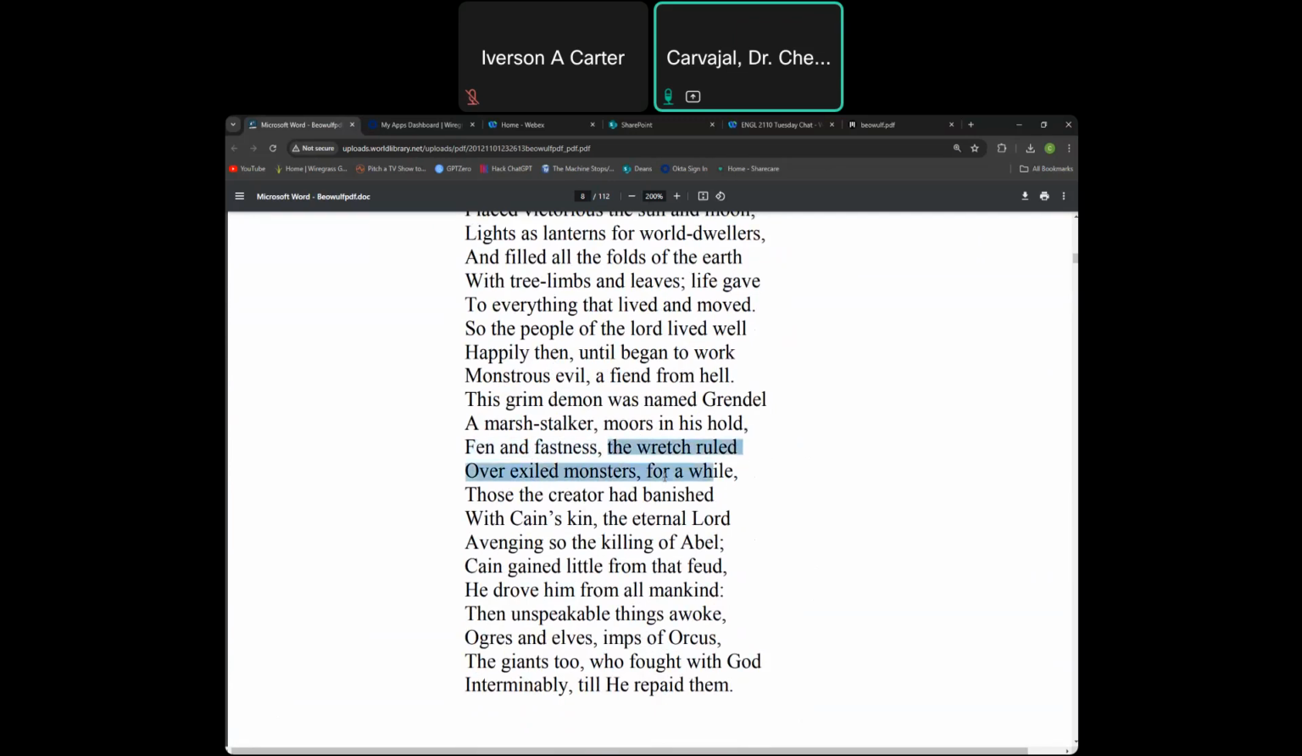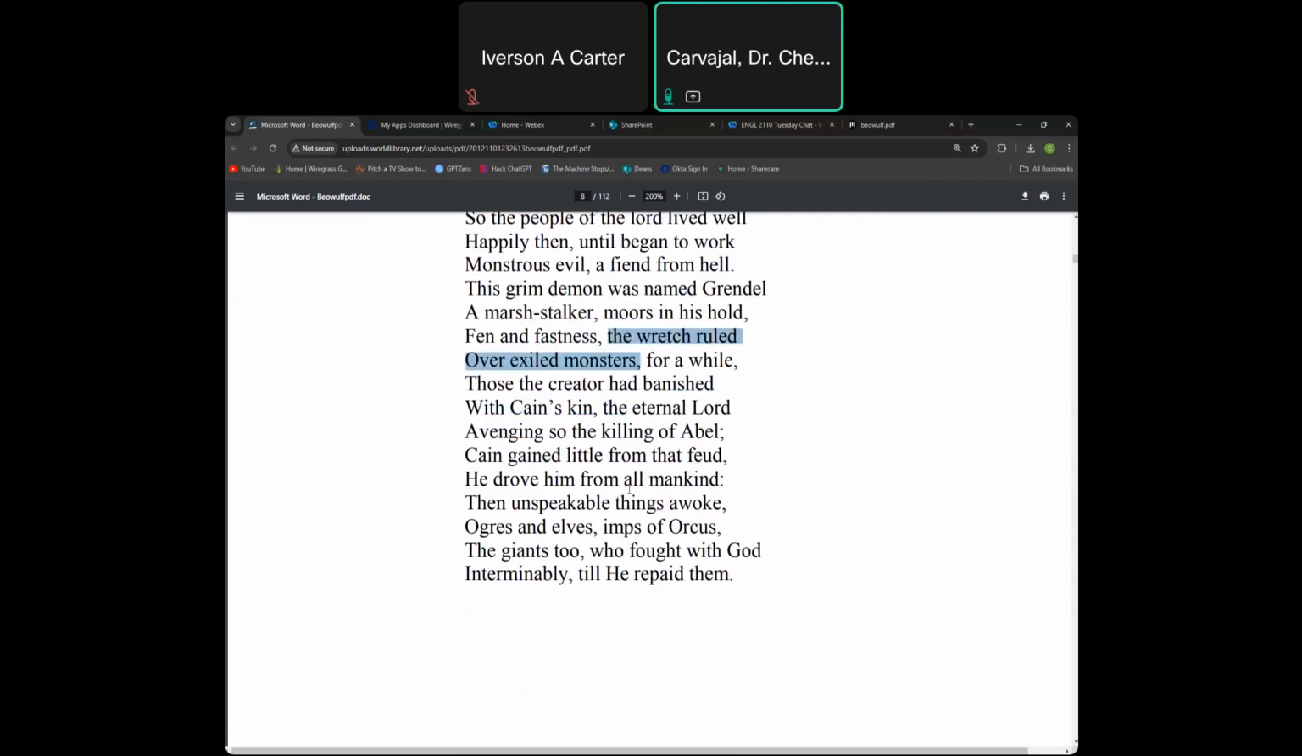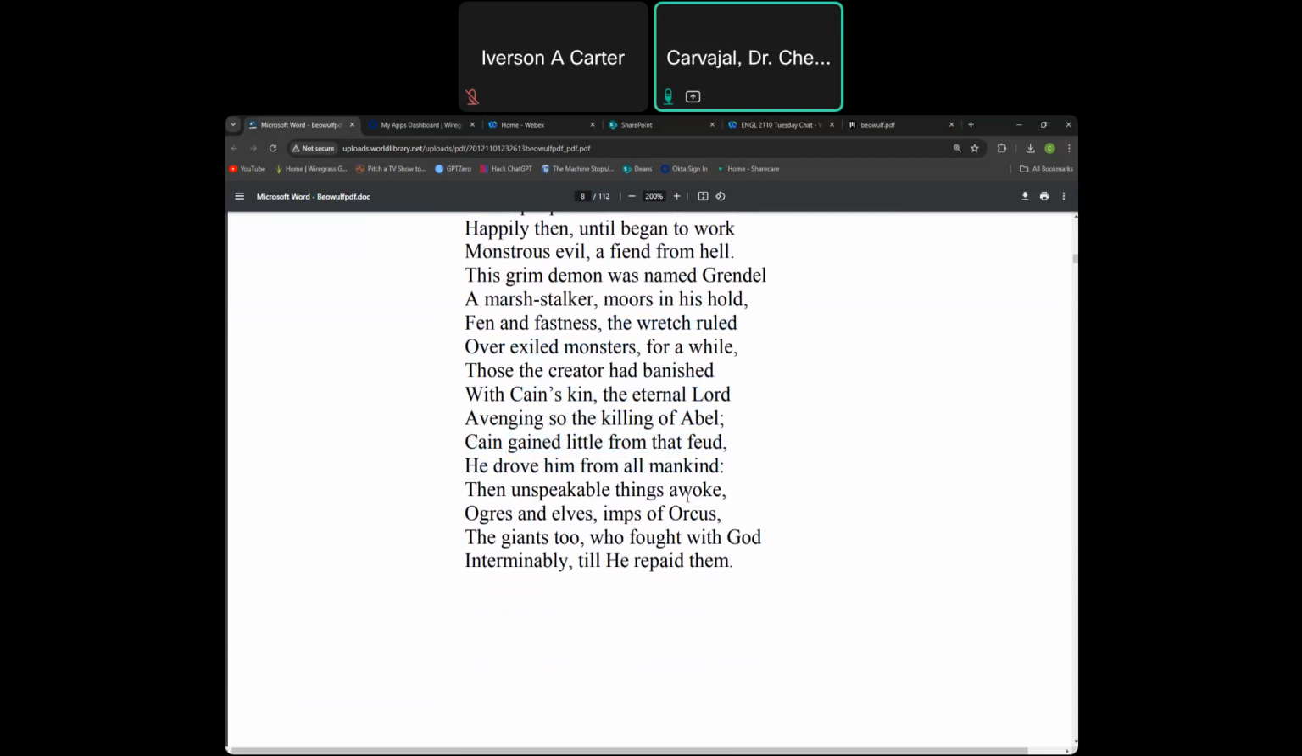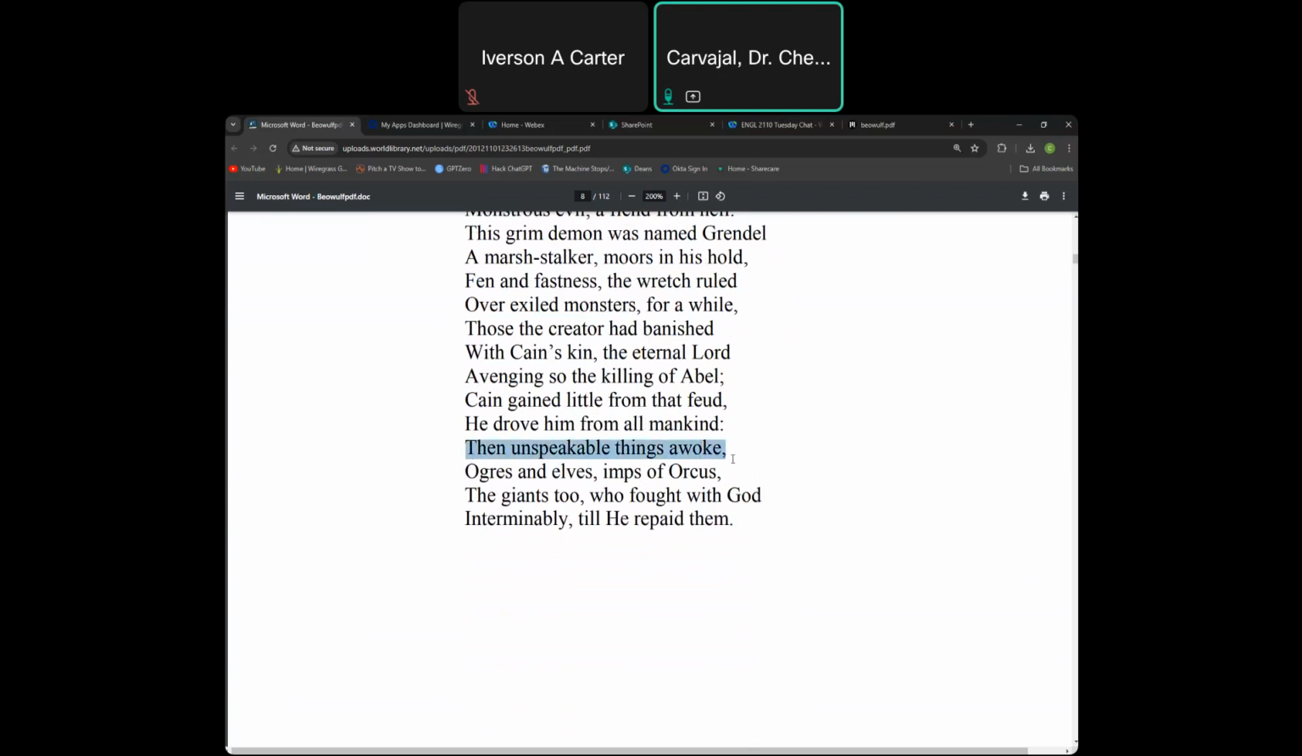The wretch ruled over exiled monsters for a while, but then it says essentially he was one of Cain's kin, and so he was banned. That's why he was banished, and he became sort of non-human. And Cain, of course, reminds us, had a feud with his brother, but that ended up driving him away from the rest of mankind. Okay. And then it says unspeakable things awoke, ogres and elves, imps of Orcus, the giants.